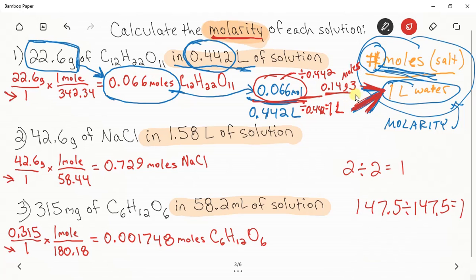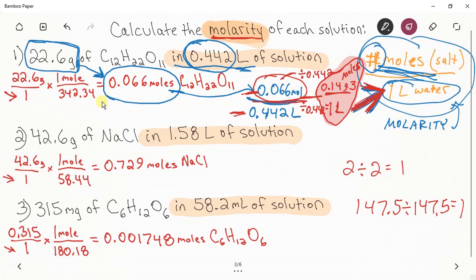We would take 0.1493 moles if we were going to put it into 1 liter of water at the same strength of 0.066 moles in 0.442 liters of water. So if we're keeping this the same strength, we're going to use the same recipe. We're just making more of it. We're making a whole liter of it. We would use 0.1493 moles.